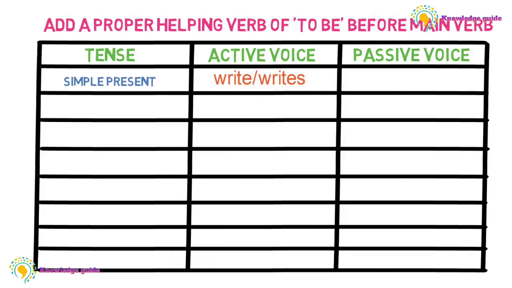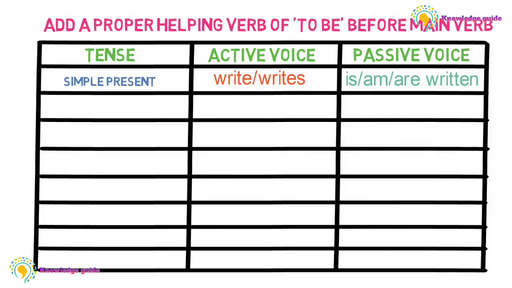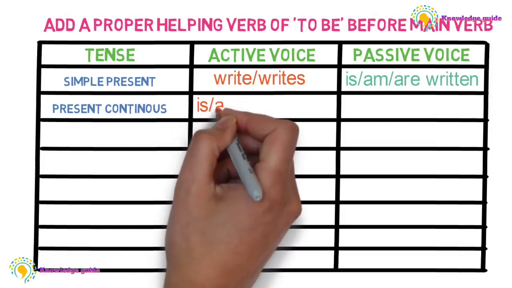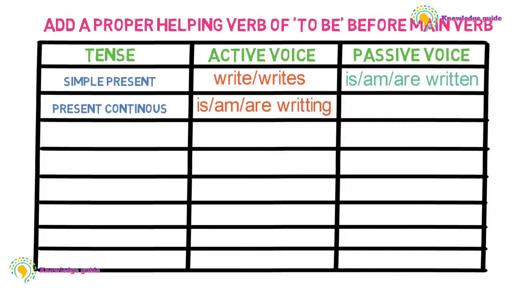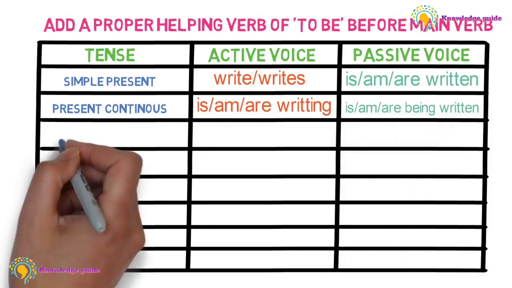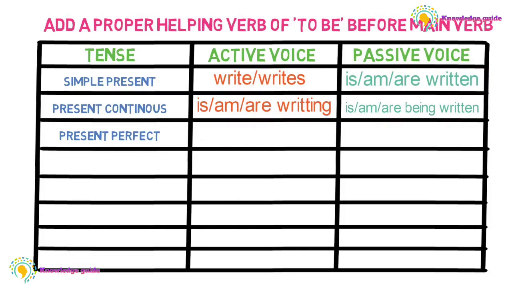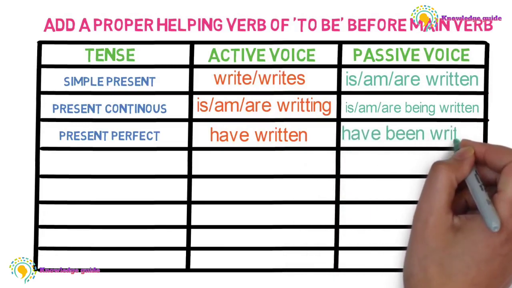In passive voice, we add is, am or are depending on the singular or the plural of the subject, and written. For present continuous active voice, we have is or am or are depending on the singular or plural of the subject, and writing. In passive voice, we add being with am, is, are helping verb and written. For present perfect tense in active voice, we use have written, while in passive voice, we add been after the helping verb have, and written.